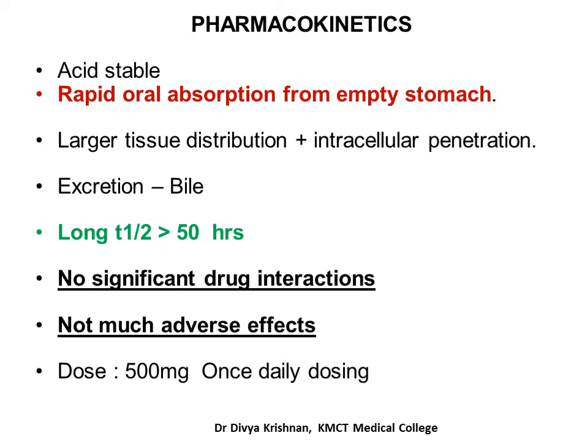And look at the T-half. It has a long T-half, that is 50 hours. Hence, we have to administer it only once a day, and it thus ensures good patient compliance. The dose of azithromycin is 500 milligram once daily in adults. It doesn't have any significant drug interactions and not many adverse effects are seen with the use of this drug.